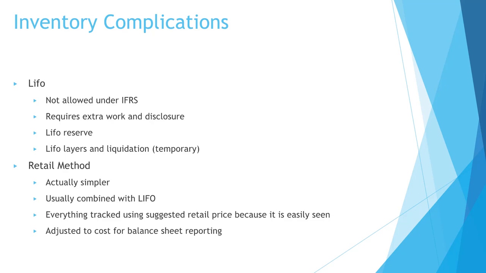So, retail method, there's an explanation that I've put in Desire to Learn. It's actually a simpler way. You track everything with a retail price because that's easily seen, and then you have to adjust for cost for your balance sheet. You can follow along with the example. However, usually this is combined with LIFO, and so the example that they use in the reading uses beginning inventory in calculating your cost to retail.